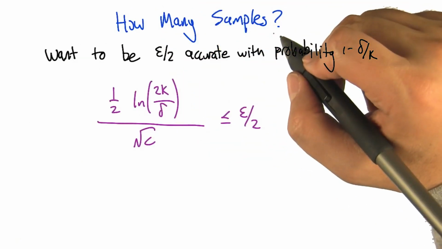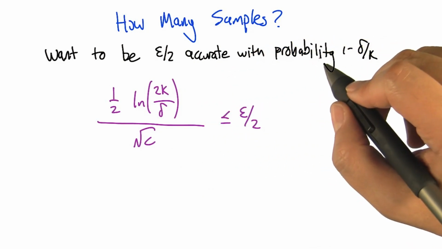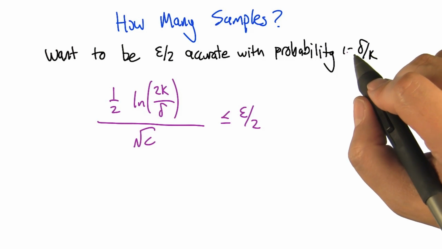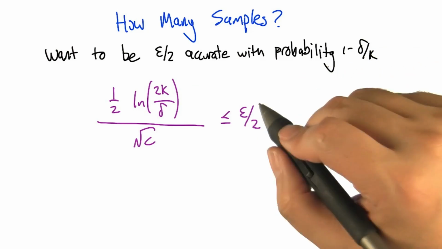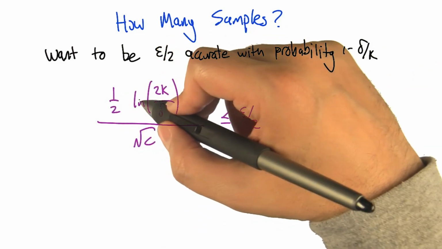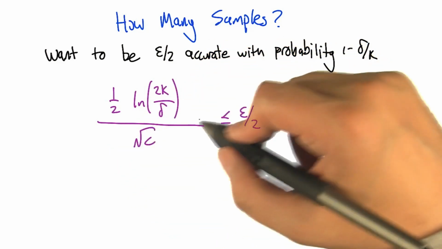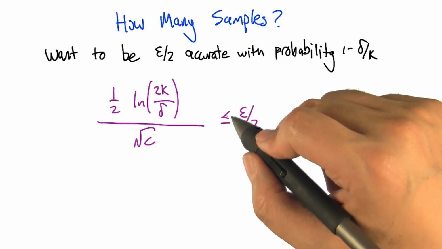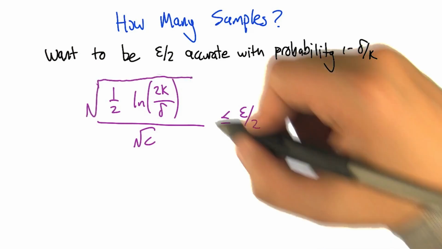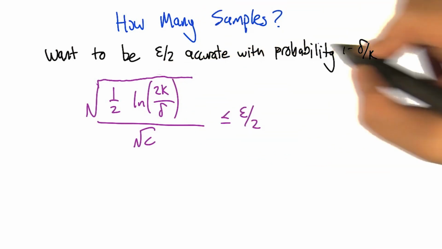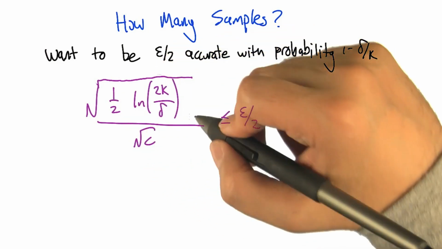Okay, cool. All right, so now we're going to figure out how many samples we need. And in particular, we want to be epsilon over 2 accurate in our estimate. And we want to be 1 minus delta over k certain that our estimate is correct. And so just substituting those values into the Hoeffding bound that we had before gives us 1/2 times natural log of 2k over delta, the certainty parameter, divided by square root of c, the number of times we sample, is going to be less than or equal to epsilon over 2. So now we just have to solve for c. Okay, that seems pretty straightforward. All right, so substituting these constraints, the epsilon over 2 and the 1 minus delta over k, into our Hoeffding bound from before gives us something that looks like this.